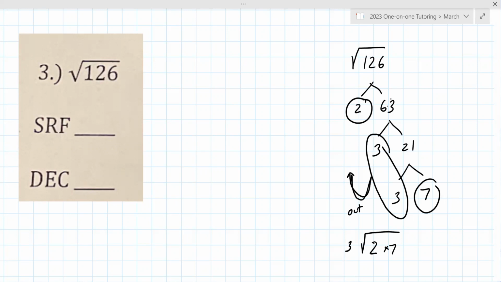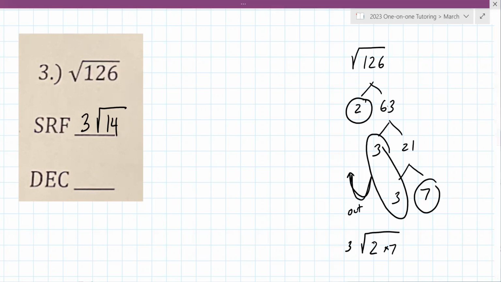What is 2 times 7? 14. Okay, so the simplified radical is 3 square root of 14. Yep. All right, do you have a calculator handy? I want you to type in the square root of 126 in your calculator, please. And let's have you round to 1 decimal place.